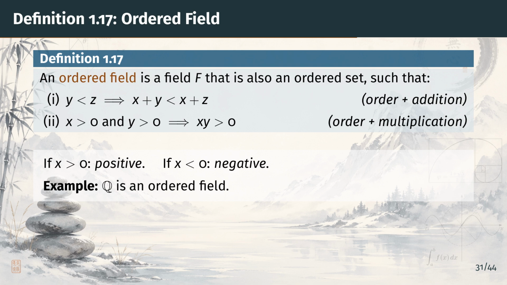An ordered field combines the algebraic structure of a field with the order structure from the previous section. Two compatibility conditions are required. First, adding the same element to both sides of an inequality preserves the inequality. Second, the product of two positive elements is positive. Elements greater than 0 are called positive, and elements less than 0 are called negative. The rationals Q are the primary example of an ordered field we have seen so far.